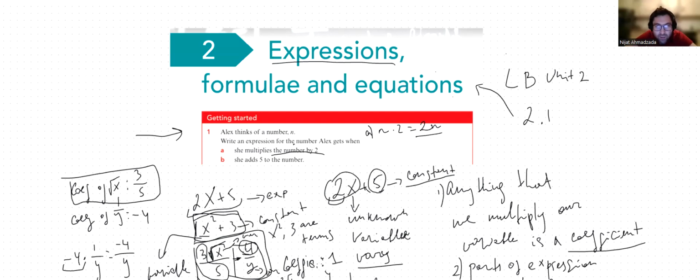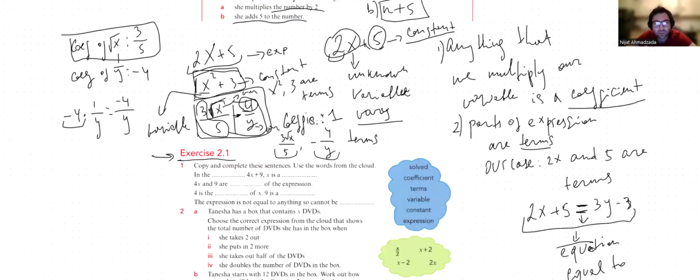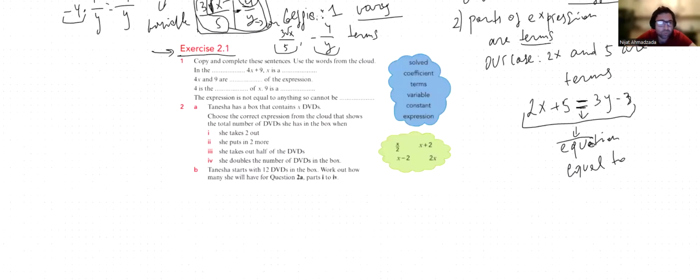That's it. Part B, when she thinks of the number n and she adds 5, that's the number she gets, n plus 5. That's the expression for that. That's it. There's nothing tricky in this chapter. Let's go for the 2.1 questions.